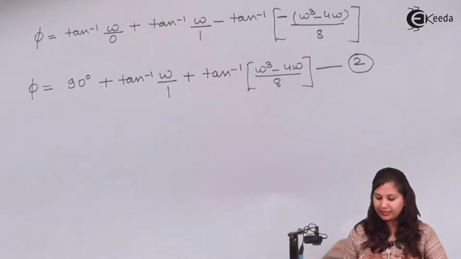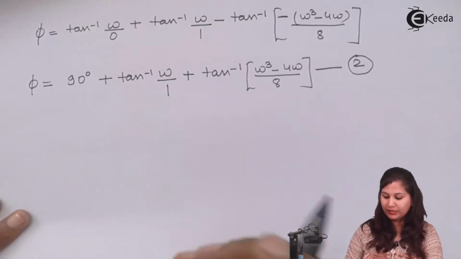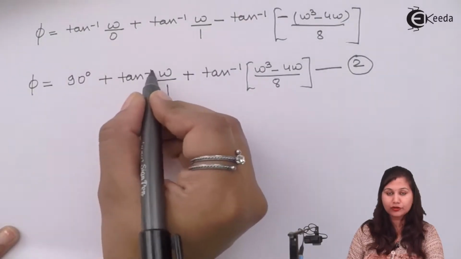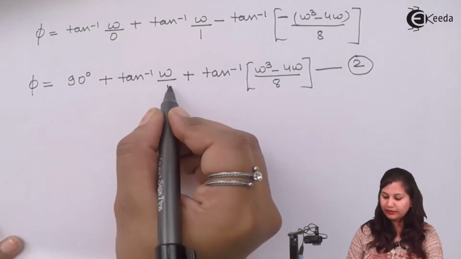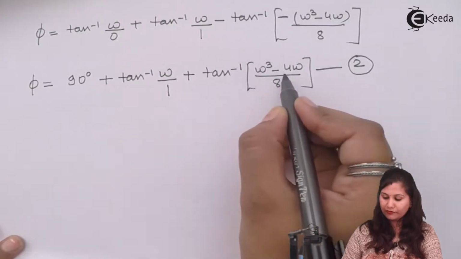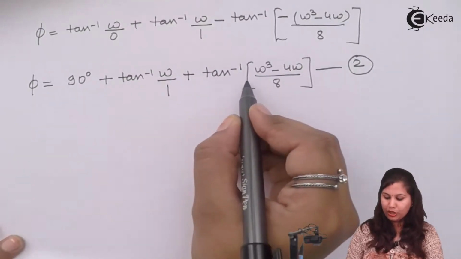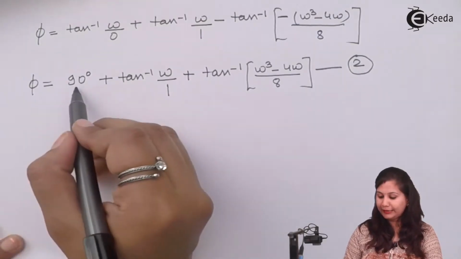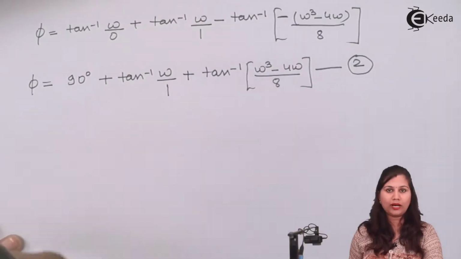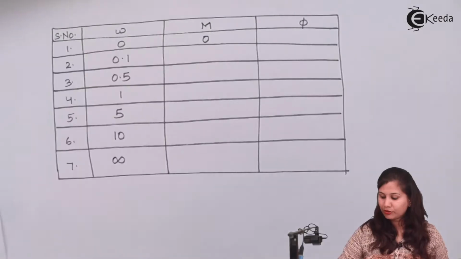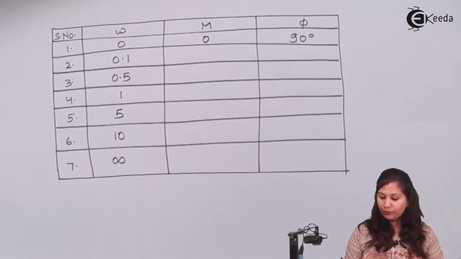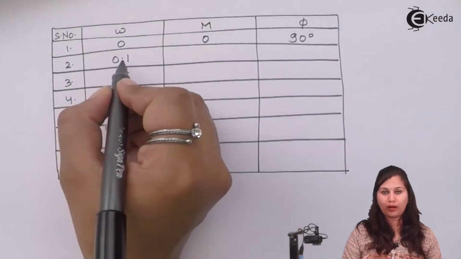So in this phase angle equation, if we put omega equals to 0, then it is 90 degrees plus tan inverse of 0 will be 0 degrees plus tan inverse of this is also 0. So our phase angle will be 90 degrees because 90 plus 0 plus 0, so our answer is 90 degrees. So phase angle is 90 degrees.